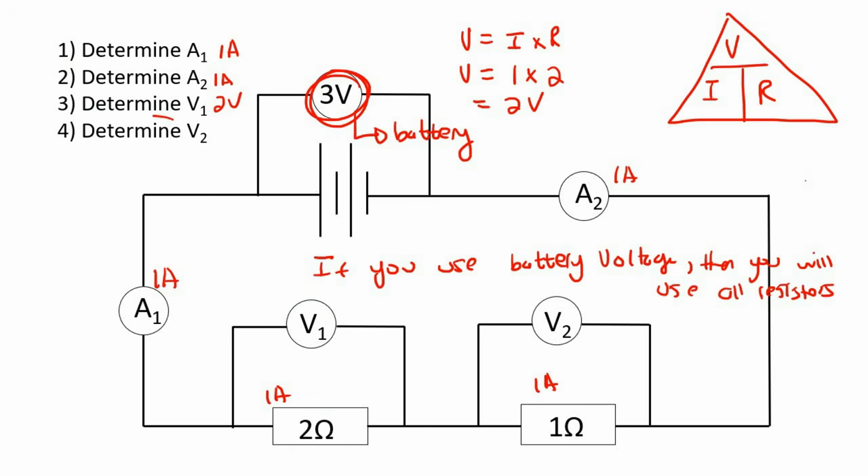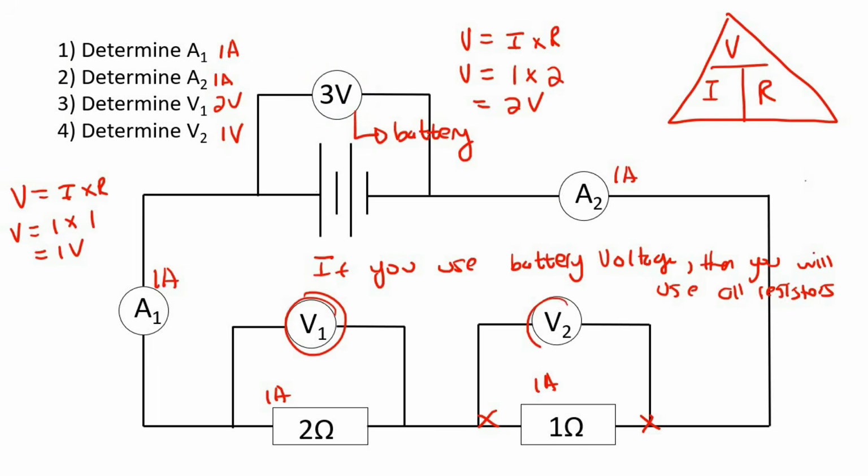The last question says determine V2, which is this one over here. So check this out. We've got the current and we've got the resistance for that particular voltmeter, which is only connected across there. And so you could say V is equal to I times R. And so V is equal to 1 times 1, which is 1 volt. For those of you that are curious, notice how these 2 voltmeters, when you add them together, 2 plus 1 gives you the battery voltage. That is something we have looked at in previous lessons. For those of you that are interested about that.